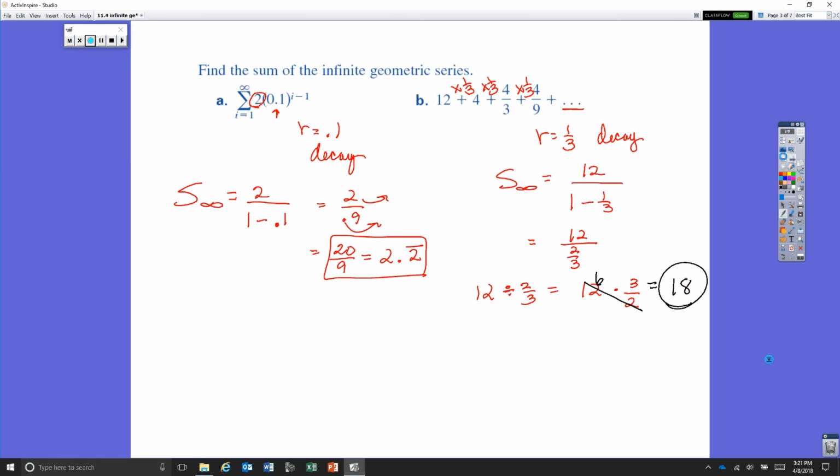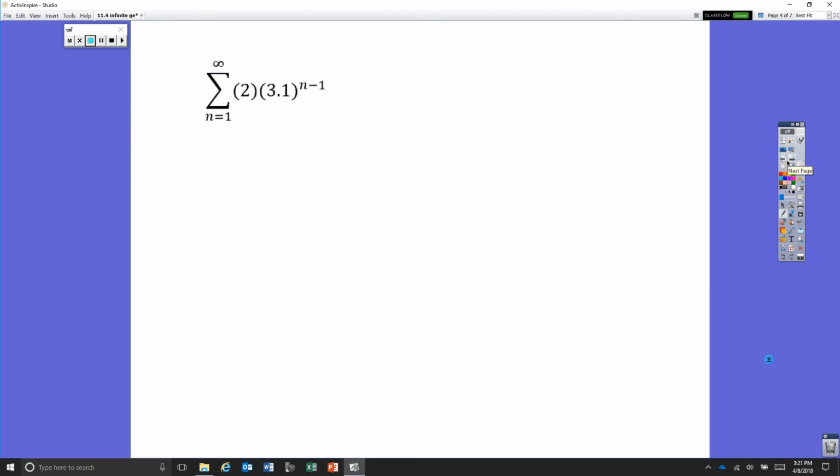How about this one? Is it an infinite sum? Yes, because it goes to infinity. Is it geometric? Yes, because your exponent is a variable. So what is your ratio here? My ratio is 3.1. Is that a ratio of growth or decay? It is a ratio of growth. So will this sum converge? No, it will not. It will just grow. So we cannot say that there is one sum.